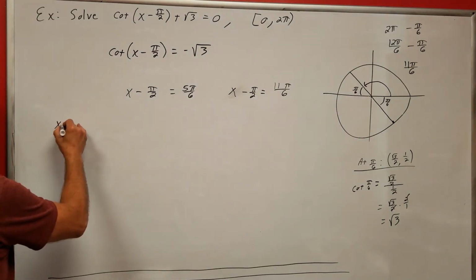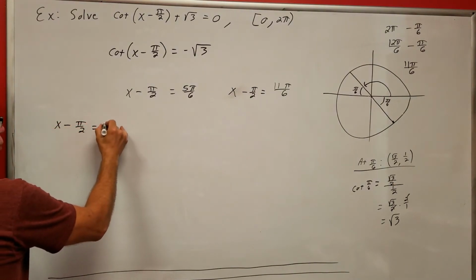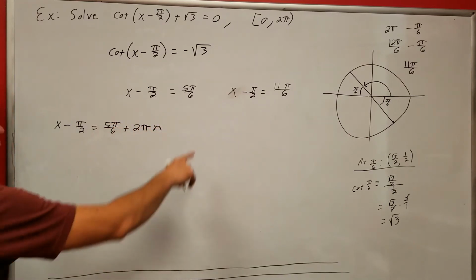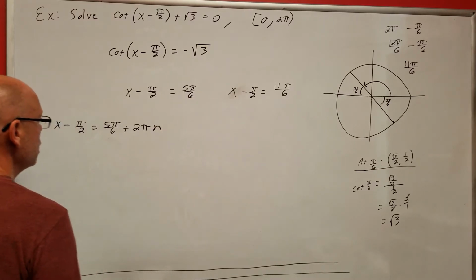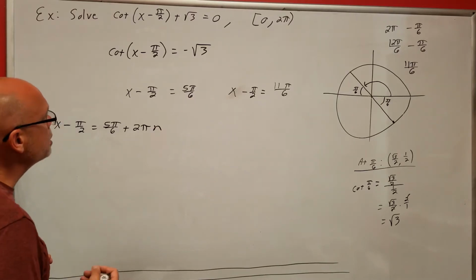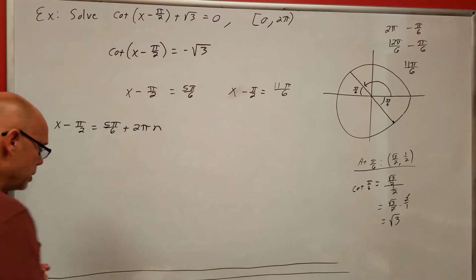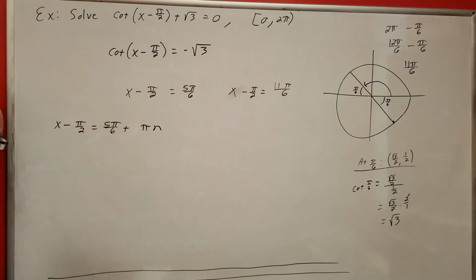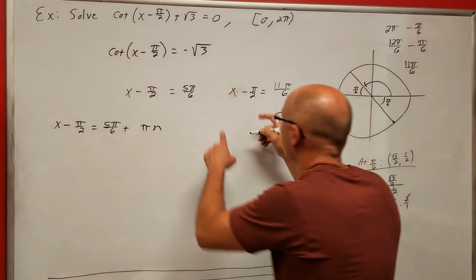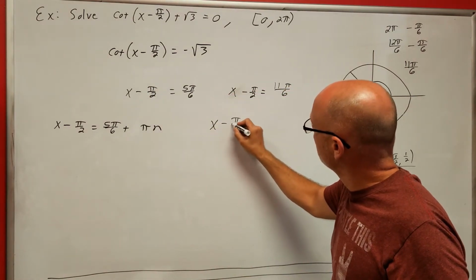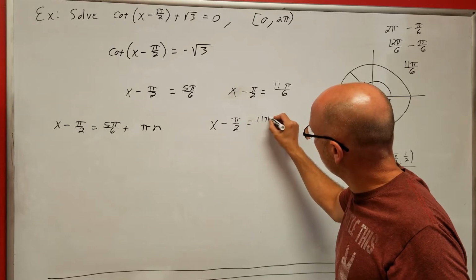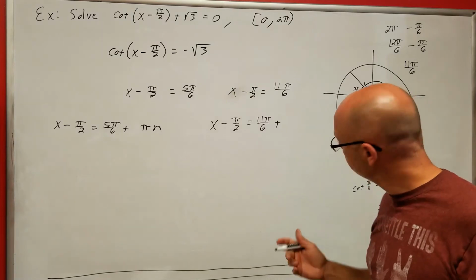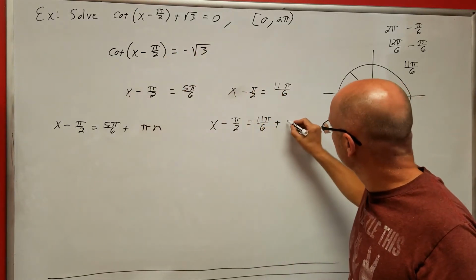But let me rewrite this as x minus pi over 2 is equal to 5 pi over 6 plus 2 pi in here. So in other words, I'm adding 2 pi in. That's what I would normally do, right? But since I'm dealing with the cotangent, it only has a period of pi. So instead of 2 pi in, I'm going to add just pi in. How about this one? X minus pi over 2 is equal to 11 pi over 6 plus, normally I would add 2 pi in, right? But since we're dealing with cotangent, we're going to add pi in.